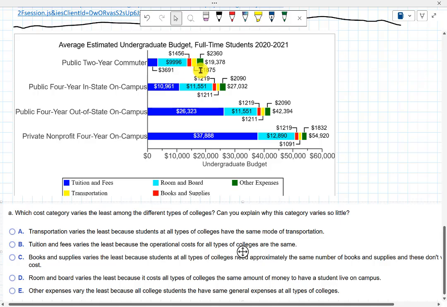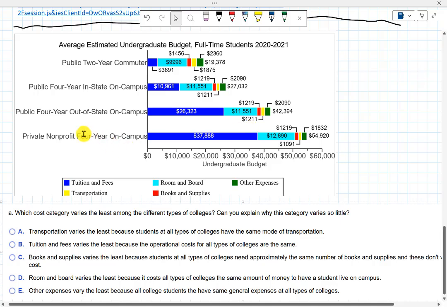Now let me see what red is. Red is pretty close for all of them. So books and supplies, that makes sense. You're going to pay the same for books probably no matter where you go. Let me see what yellow is. Transportation would vary greatly here. You go from 18 to 12 to 1,000. And then here, room and board, I like it probably not as much as the red one right now. The books and supplies, I'm thinking that could be about the same. But let me take a look at green. No, other expenses is too broad of a category.